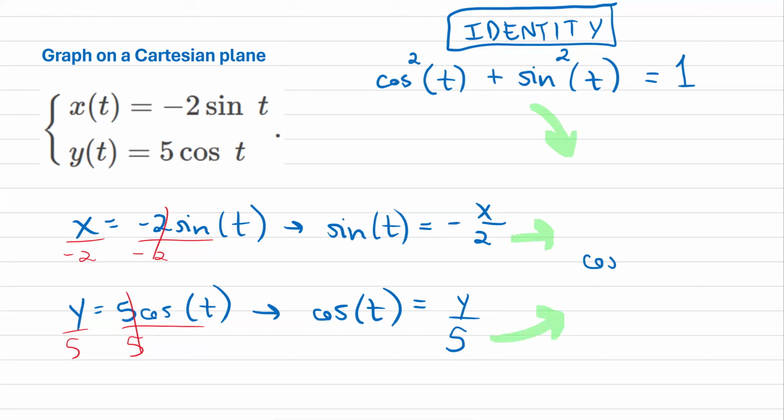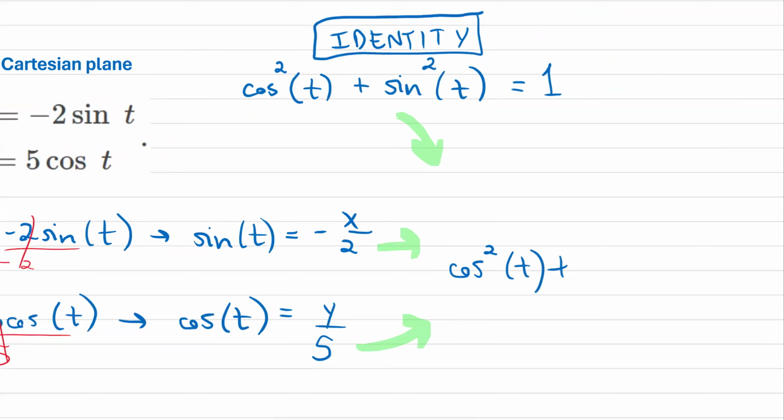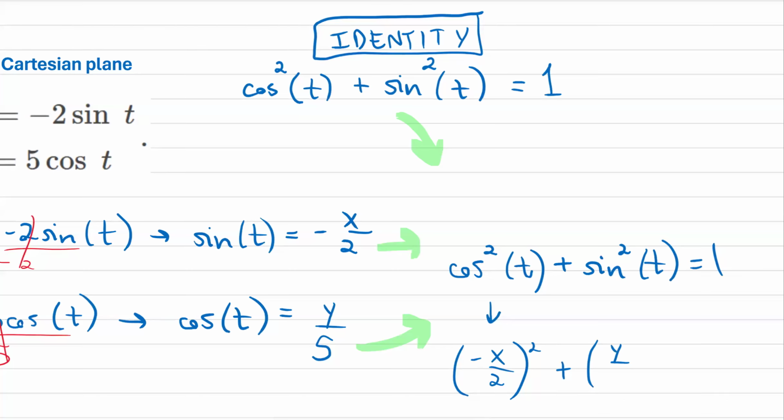So we'll have cosine squared plus, I want to make sure to distinguish the t's and the plus signs here, plus sine squared of t equals 1. And now we'll make those replacements. So cosine was y over 5, and that gets squared. Sine was -x over 2. That got squared. Equals 1.